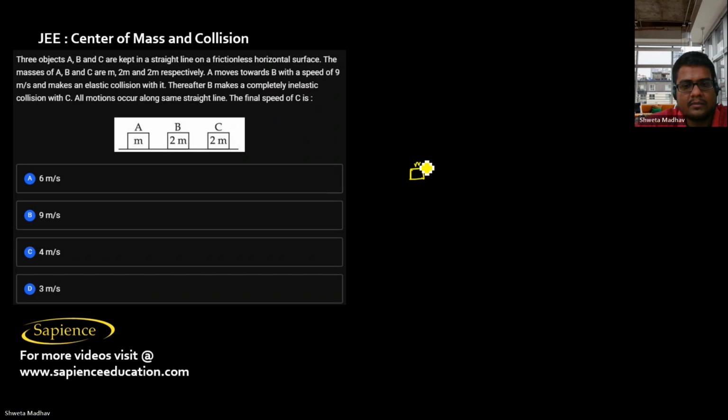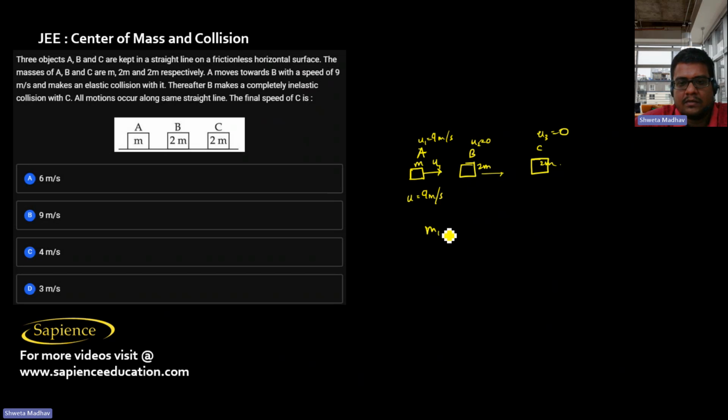So A makes an elastic collision with B, which is of mass 2m, and B makes an inelastic collision with C, which is also of mass 2m. So A moves towards B, initial speed that is 9 meter per second. Initially B is kept at rest. C is also kept at rest only. U2 is 0. U3 is also 0. U1 is equal to 9 meter per second.